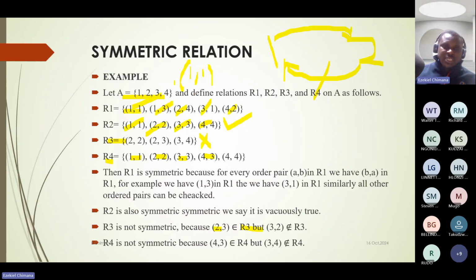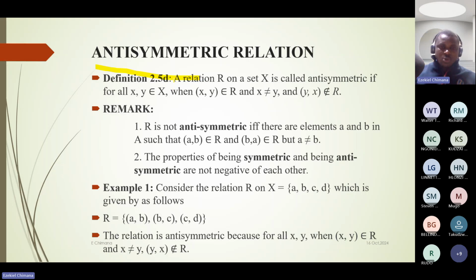So there is symmetric relation and anti-symmetric relation. Take note of this. Anti-symmetric is not the opposite of symmetric relation. Take note of that. It's not exactly the opposite of symmetric relation. So a relation R on a set X is called anti-symmetric if for all x, y that are elements of X, when (x, y) is an element of R, and x is not equal to y, and (y, x) is not an element of R. So the relation will become antisymmetric.